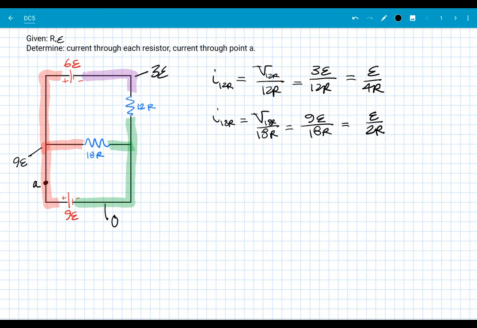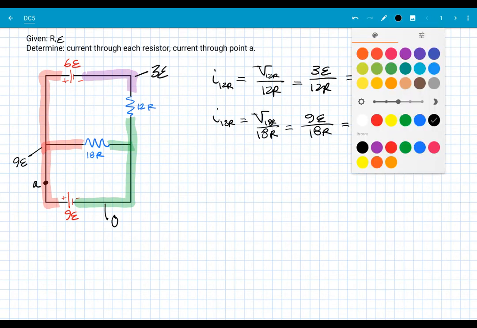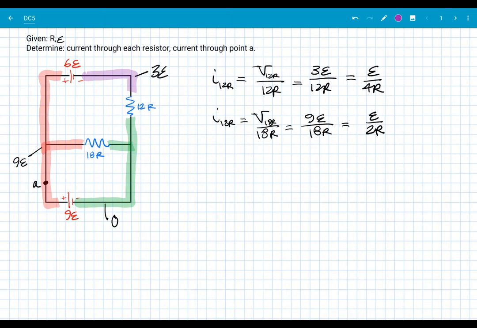Then finally, we want the current through point A. So to do this, I don't have a resistor. I purposely did not put a resistor in that bottom branch. So we've got to think about what's going on here, and we need to consider what the currents are doing and then consider the junctions. So I'm going to change my color out here for this analysis. I'll use purple for currents.